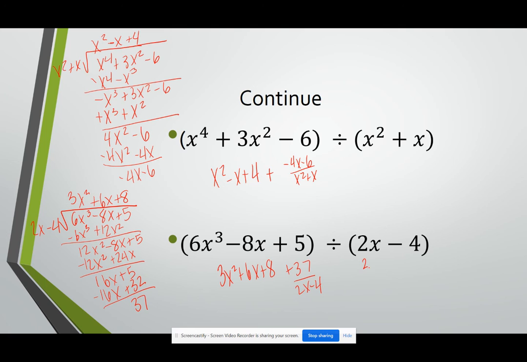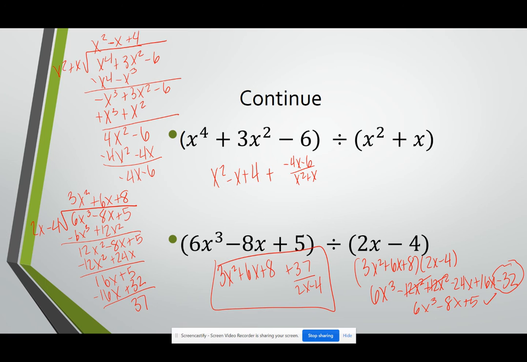And we can check that. 3x squared plus 6x plus 8 times 2x minus 4 gives me 6x to the third minus 12x squared plus 12x squared minus 24x plus 16x minus 32. These cancel out. We get 6x to the third minus 8x. The negative 32 and the positive 37 give me the plus 5 like I wanted. So this is our correct answer.